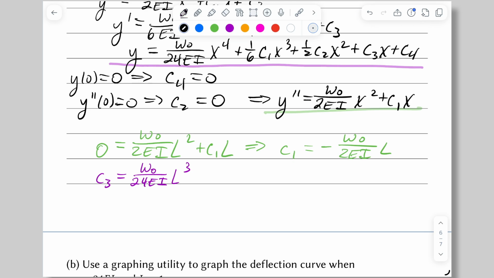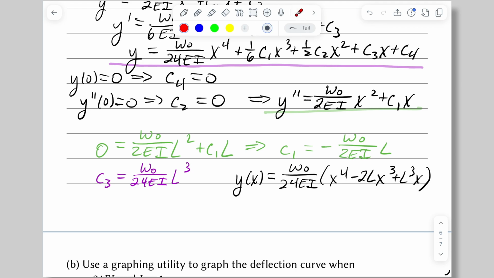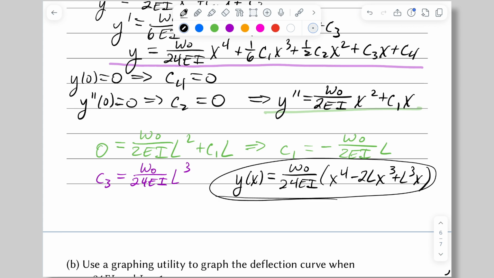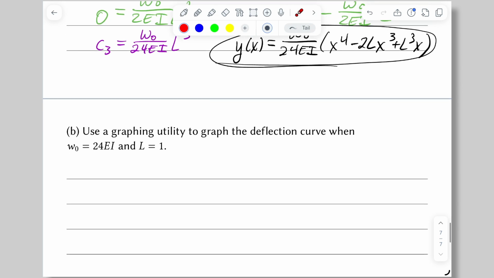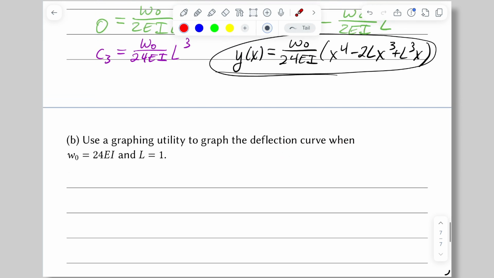Putting all this together gives us that y of x is equal to, I'm going to factor out so that things are nice, W naught over 24EI times x to the fourth minus 2Lx cubed plus L cubed x, a fourth degree polynomial in x. That's our deflection curve. Next, we're going to use a graphing utility to graph the deflection curve.